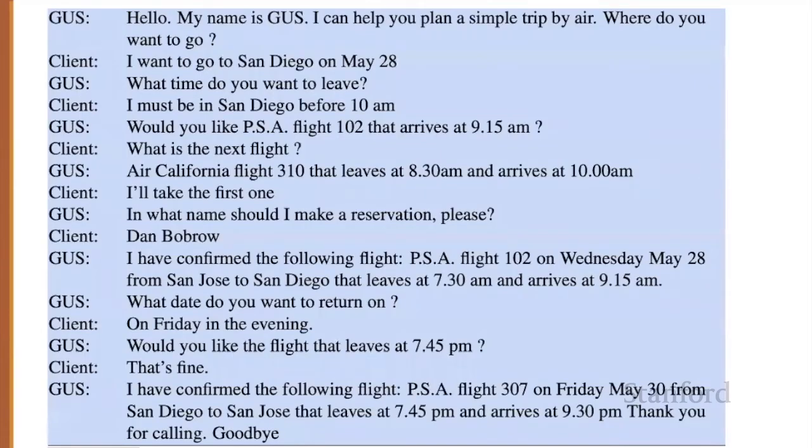Here's a transcript of an actual dialogue with the GUS system from 1977. PSA and Air California are airlines of that period. GUS had a lot of complex abilities that aren't true in every frame-based system. For example, it dealt with coreference. That's expressions like the first one, referring to flight 102. Or it knows that Friday in the evening means the next Friday, i.e. presumably May 30th. And in this example, it even handles a complex implicit constraint. I must be in San Diego before 10 a.m.